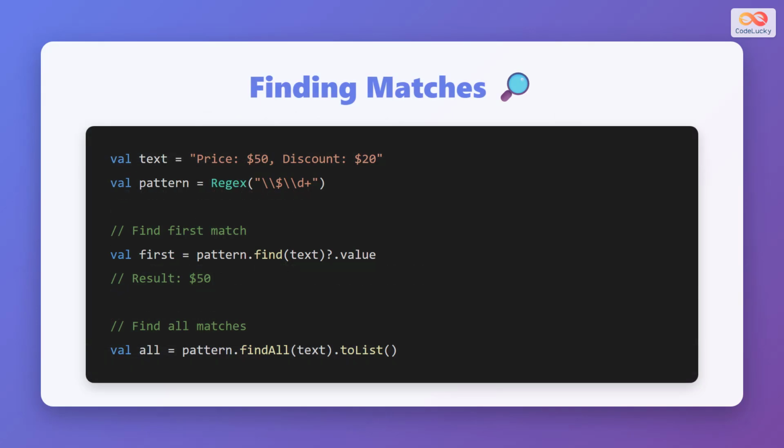When you need to actually extract the match text, Kotlin provides the find and findAll functions. Let's say we have a string that says "price $50, discount $20". Our pattern matches dollar signs followed by digits. The find function returns the first match it encounters, which would be $50. If you need all matches, use findAll instead. This returns a sequence of all matches, which you can convert to a list. This is incredibly useful when you need to extract multiple pieces of information from a text, like finding all prices in a document.